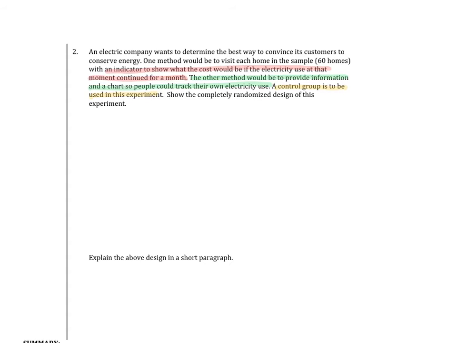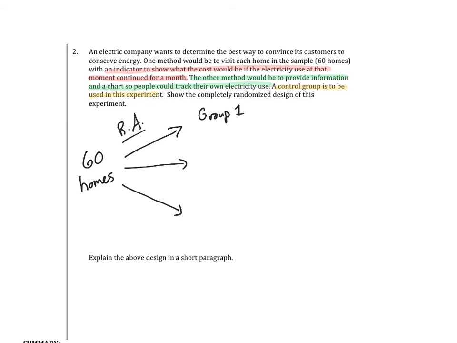We want to show our random experiment. We would start with 60 homes. Okay, there are 3 different things they could receive. There's 1, 2, 3 different treatments. And these are all randomly assigned. I'm going to put RA for randomly assigned. There is group 1, group 2, and there's group 3.